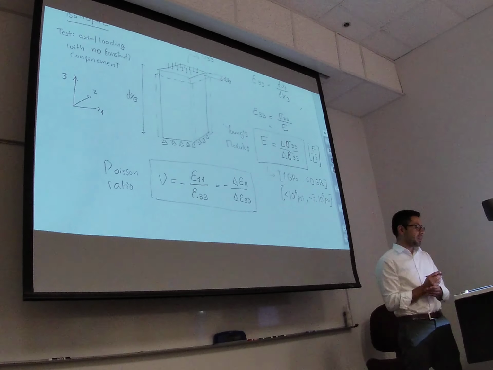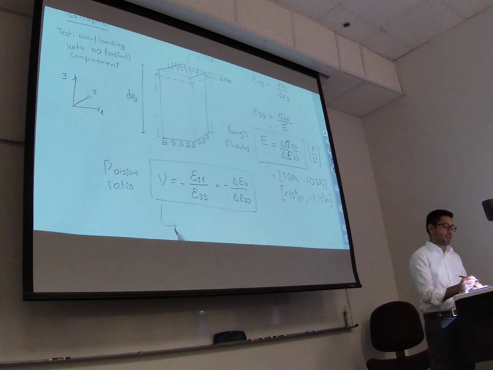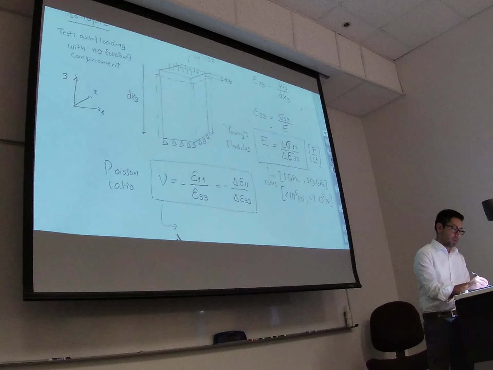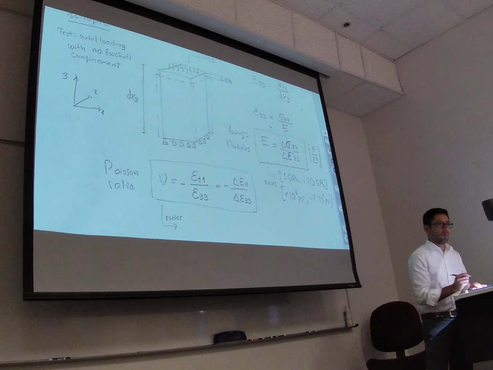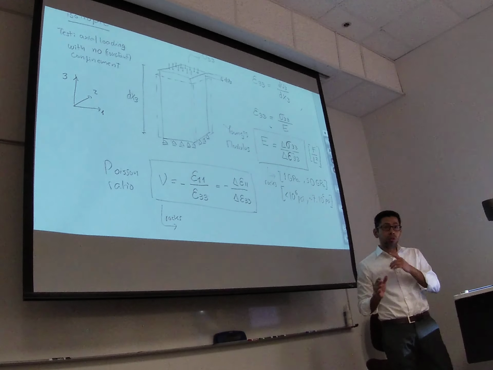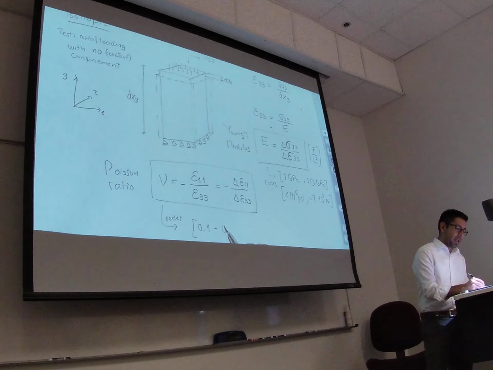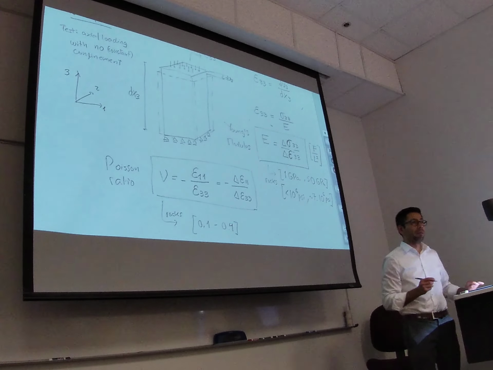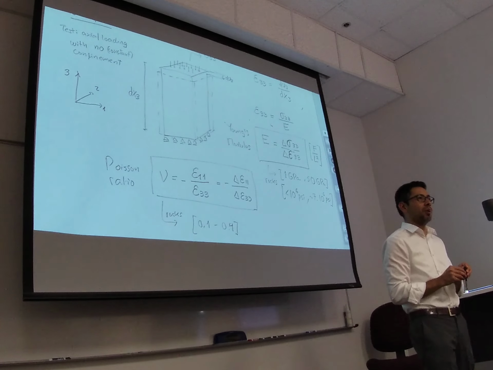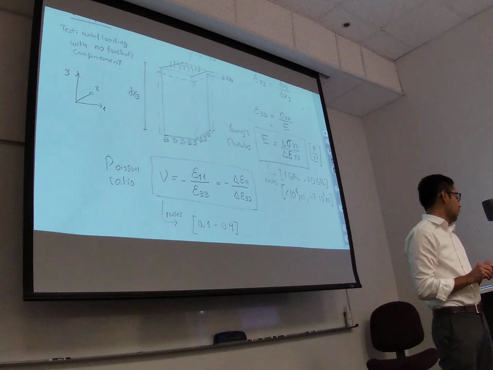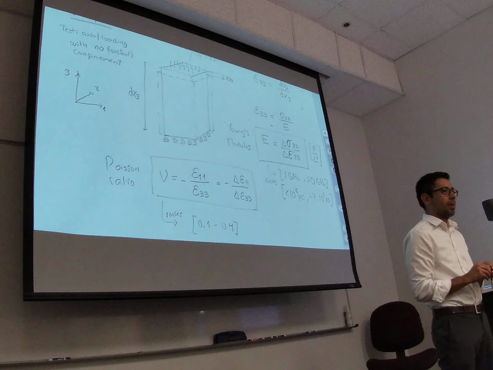Do you remember what are typical values of the Poisson ratio? 0.2 is a typical value. For rocks in general, it goes from 0.1 to more or less 0.4. What is the maximum value of the Poisson ratio? This is a question I like to take in exams. 0.5. Why? So the volume is.